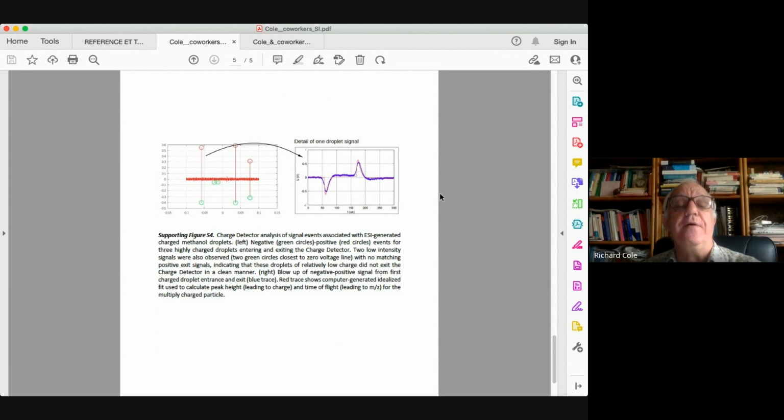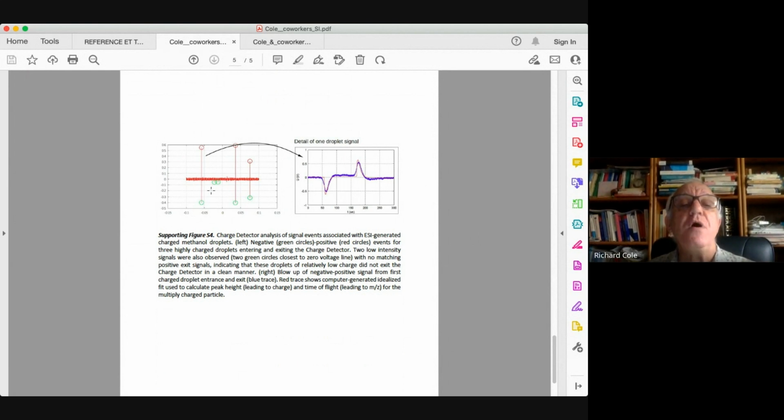Here we're looking at a few signals that were acquired by the charge detector. What you notice is that these signals occur as paired peaks. First we have our negative peak, then the positive peak. And we have two others that are observed within this time frame. Now there were some smaller peaks, that means lower charge species, but we couldn't identify matching exit signals for those, so those were not counted.